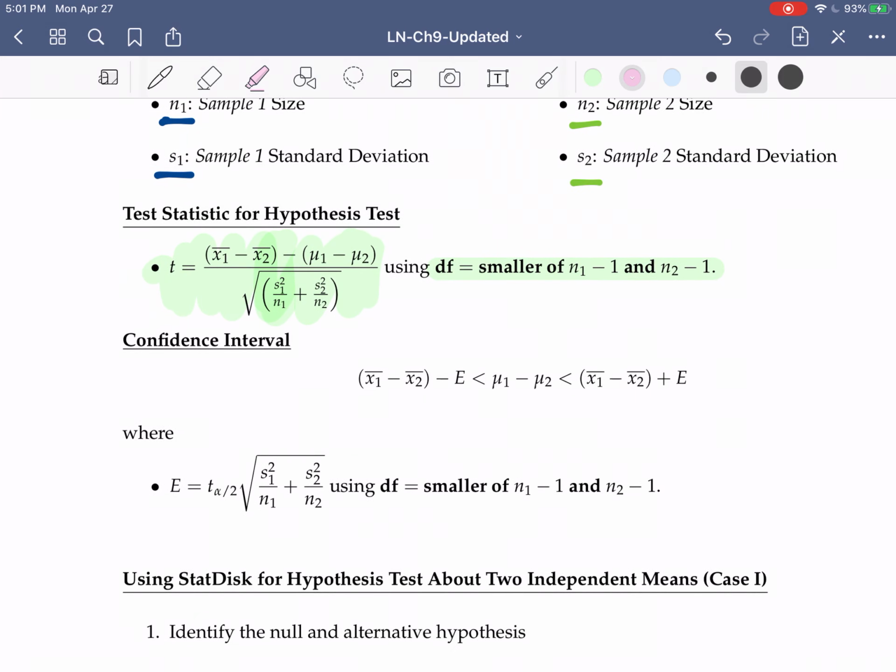The confidence interval, again, is shown here, and that margin of error, how that is calculated, is shown here, and it's using the same degrees of freedom from above.